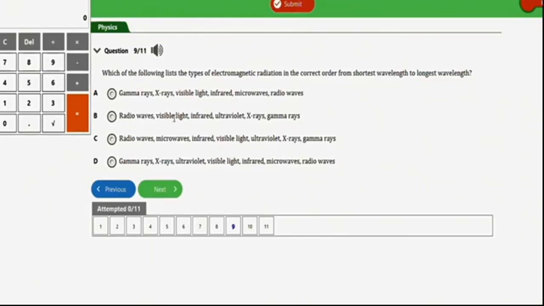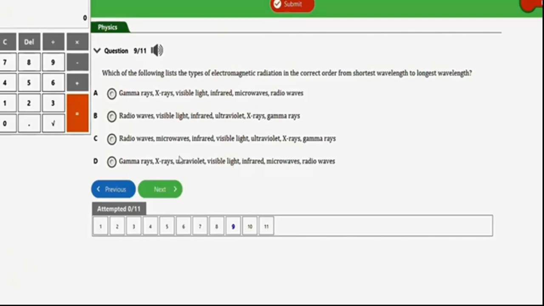So we have radio wave, visible light, infrared rays, ultraviolet, X-rays, gamma wave. This is wrong. Okay, here we have radio waves, microwave, infrared, visible light, ultraviolet, X-rays, gamma rays. This is also wrong. Option D, we have gamma rays, X-rays, ultraviolet, visible light, infrared, microwave, and radio waves. So guys, this one is correct. Option D is the correct one here. So this is basically the order.